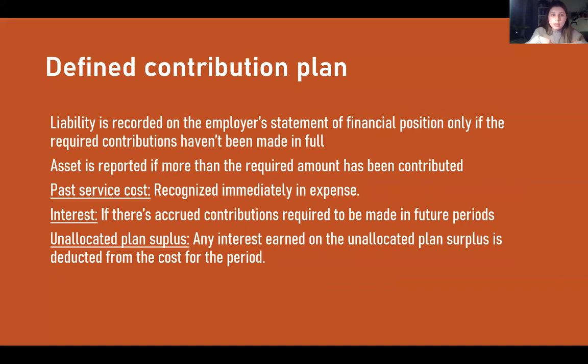The employer accounting for defined contribution plan is pretty easy. Basically, you're going to record a liability when they didn't pay their contribution on time, or it wasn't the complete amount. And they're going to record an asset if they contributed more than they needed to. And then here, if you have past service costs, it's immediately an expense. Interest, if you have accrued contribution required to be made in future periods, it's going to be recognized. And an unallocated plan surplus is going to be recognized if there's any interest earned on the unallocated plan surplus.